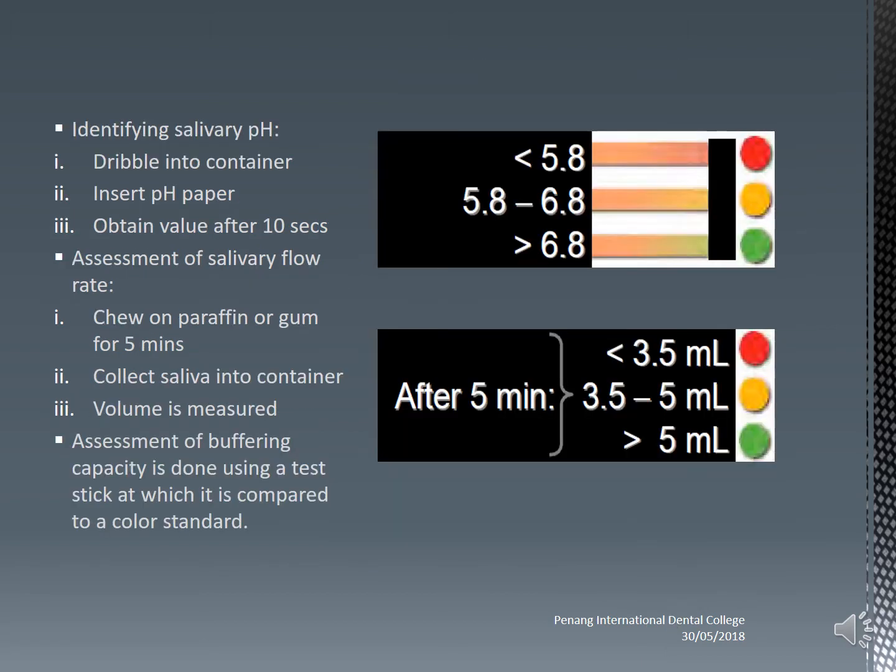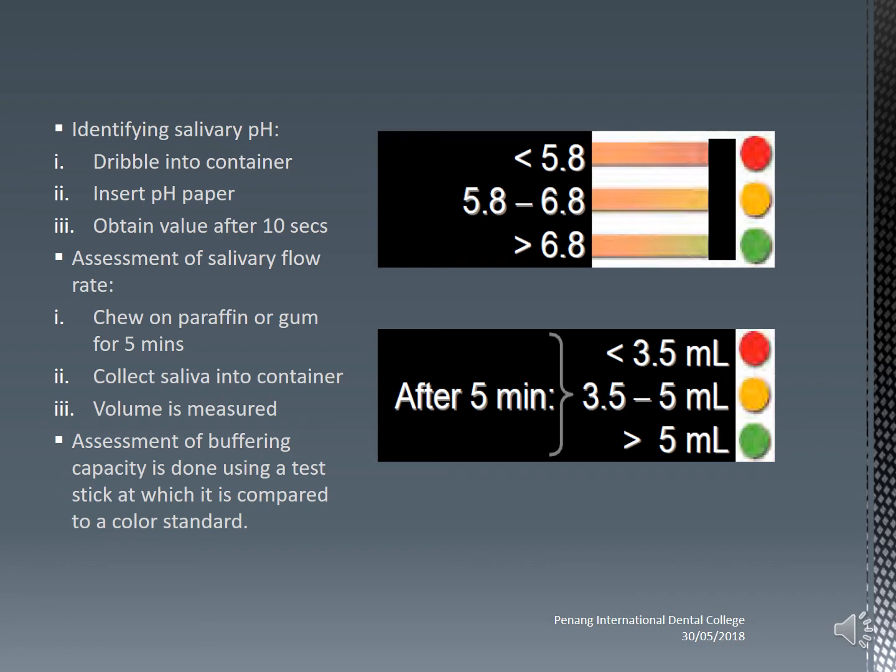You can also detect the salivary pH using a simple test called the traffic light test. Dribble a small quantity of saliva into a container, insert a pH paper and obtain the value after 10 seconds. If the color on the pH paper is red, that means the pH is less than 5.8, which is unfavorable. If it is between 5.8 and 6.8, it will appear as orange color, and if it is greater than 6.8, it appears as green color, which is a more favorable saliva.